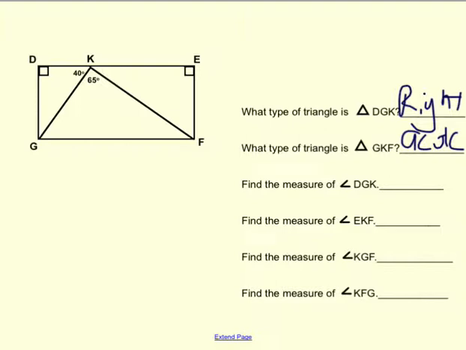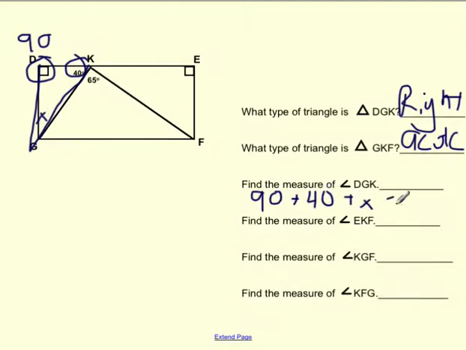Find the measure of DGK. Well, here we have three angles already in our triangle. So to find DGK, I have 90 plus 40, and I don't know the measure of that angle, so I'm going to call it x. And that has to add up to 180. So to save some time, I'm going to assume you can solve that equation on your own. So you add all of those up, and you end up getting 50 degrees. So if you were to take 90 plus 40 plus 50, it should add up to 180 degrees.